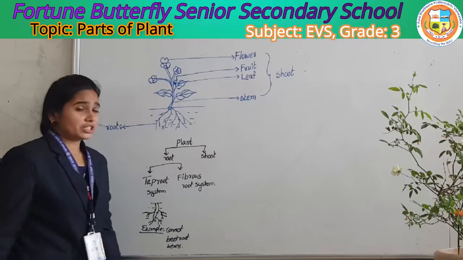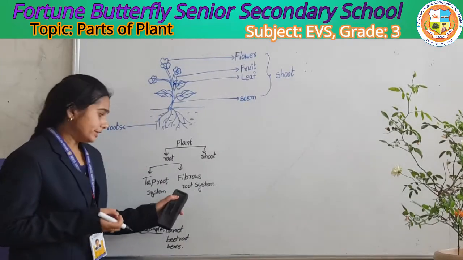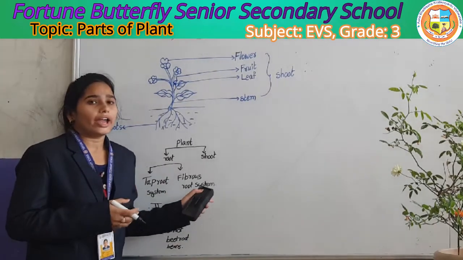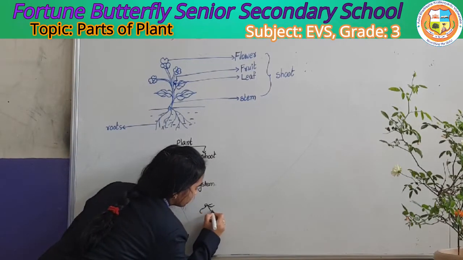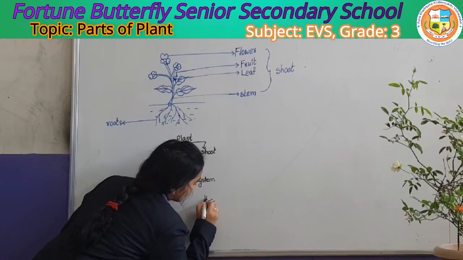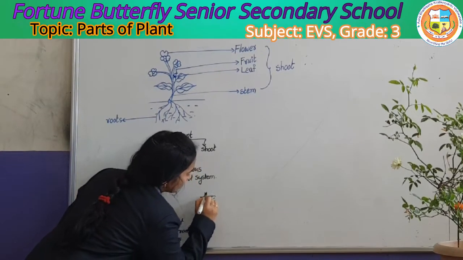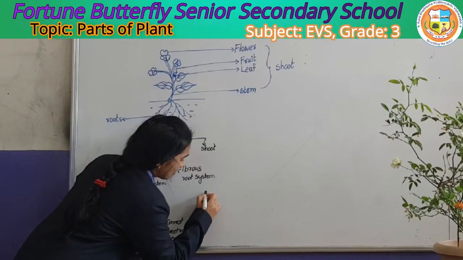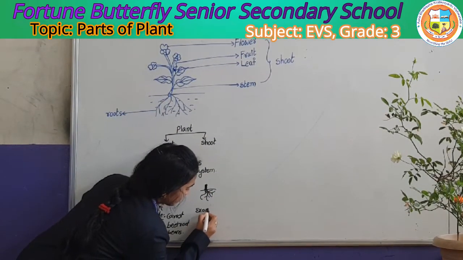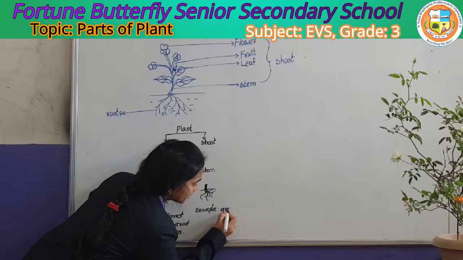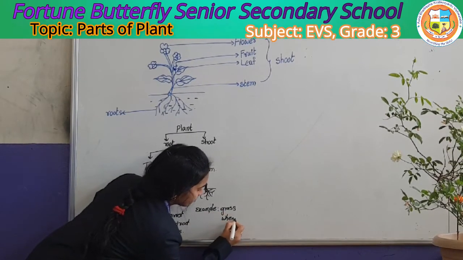In the fibrous root system, tiny roots attach to the end of the stem. These are the tiny roots attached to the end of the stem. This is the fibrous root system. Examples: grass, beet and onion.